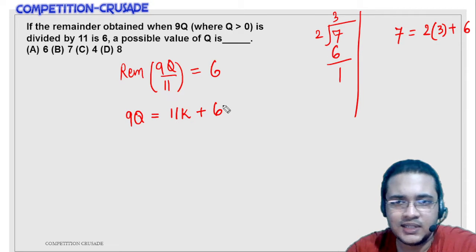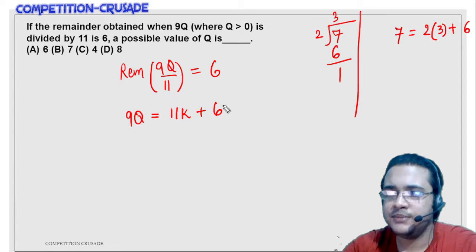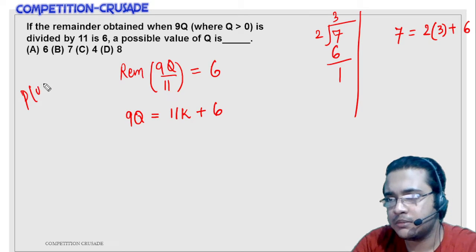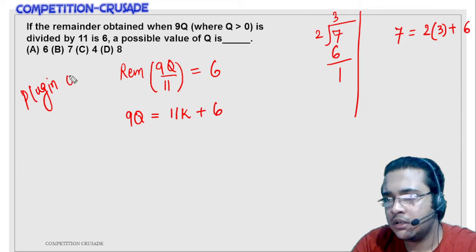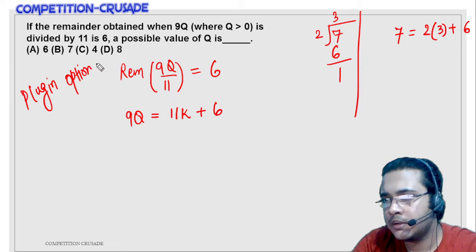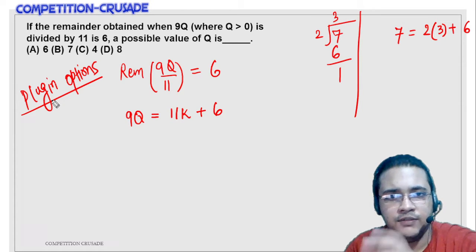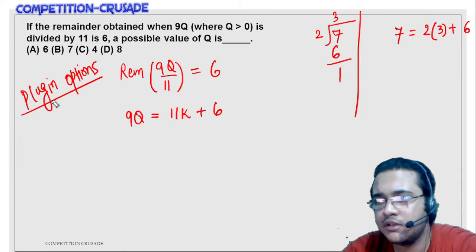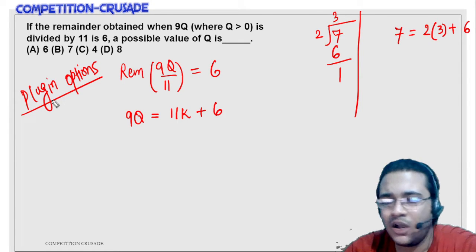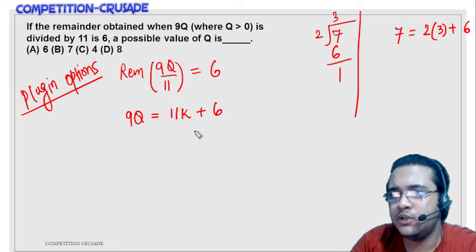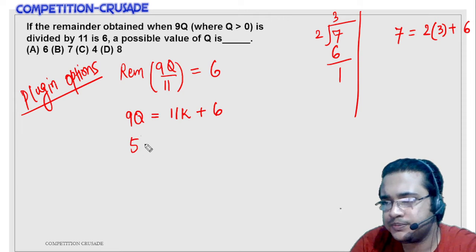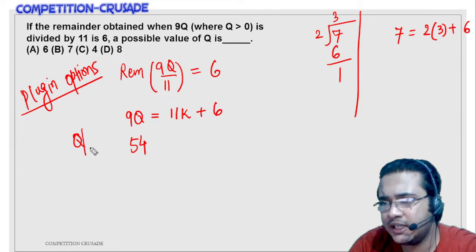Now the very first thing that should come into your mind is that this is nothing but a plug-in options type question. If you have come so far, and you can create this equation 9q is equal to 11k plus 6, all that is required is that I will put 6. When I put 6 into this, it becomes 54. So if q is equal to 6, this becomes 54.